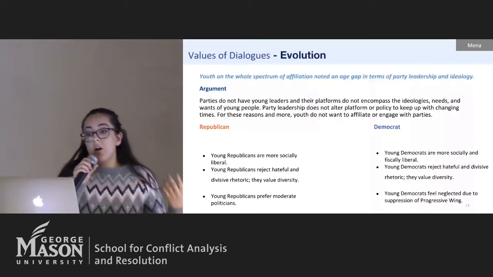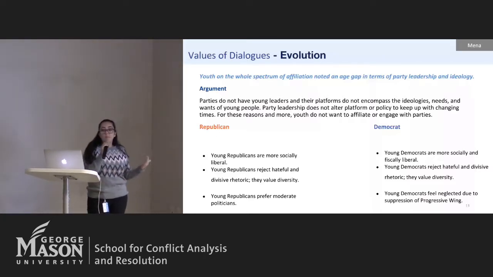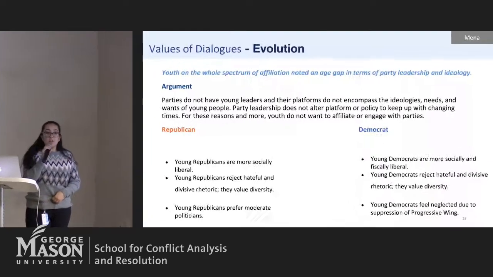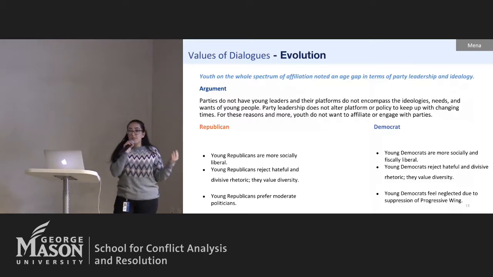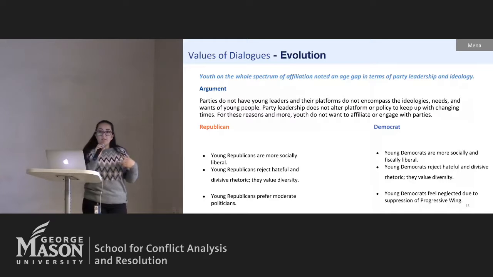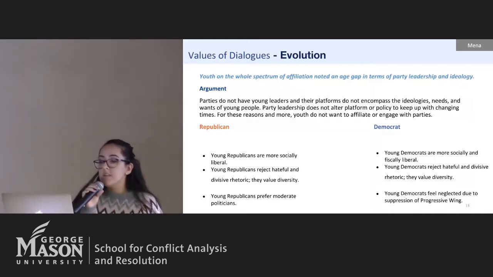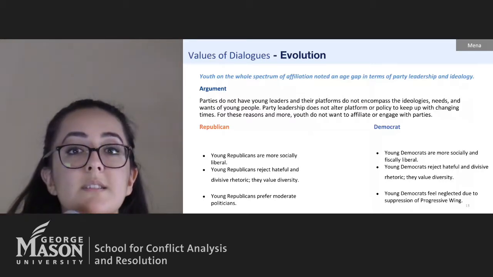We saw that youth on the whole spectrum of affiliation noted an age gap in terms of party leadership and ideology. So to them, those were two really big things. Essentially the argument goes that parties do not have young leaders and their platforms do not encompass the ideologies, needs, and wants of young people. Aside from that, party leadership does not reflect youth, and party leadership does not keep up with the ideas of youth and young voters.